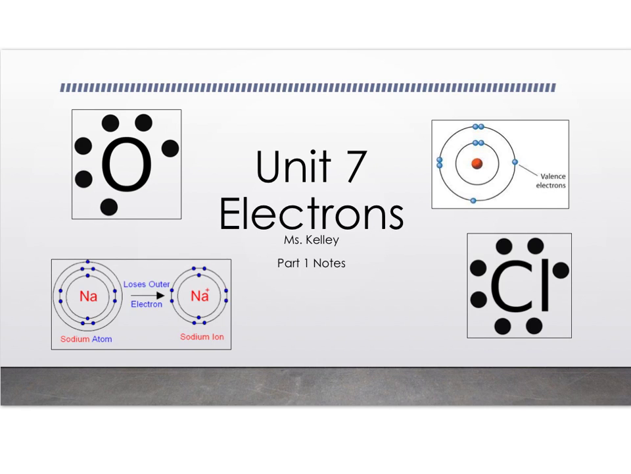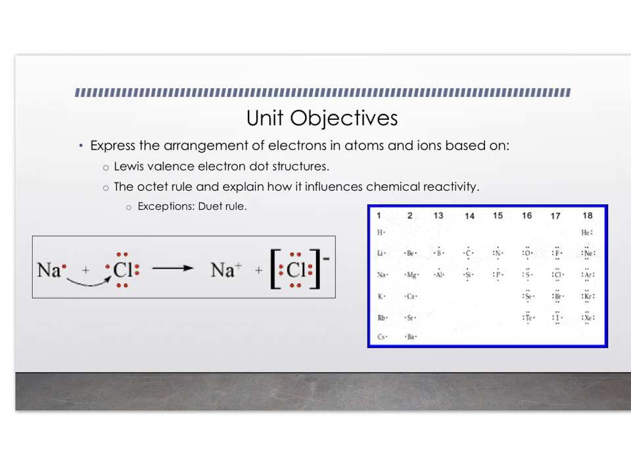This is Unit 7, Electrons, Part 1 Notes. By the end of this unit, you should be able to express the arrangement of electrons in atoms and ions based on Lewis valence electron dot structures by using the octet rule and explain how it influences chemical reactivity. Also, you need to know the exceptions to the octet rule, which is the duet rule.